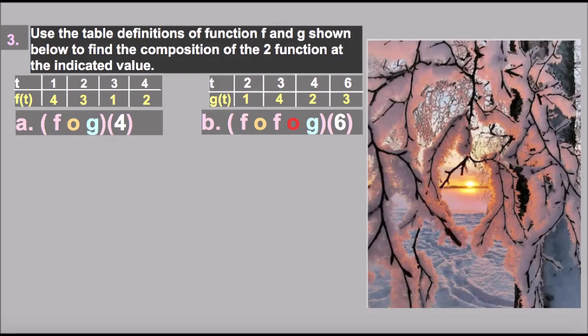Using the table definitions of functions f and g shown below, find the composition of the two functions at the indicated value. A, f composed with g of 4.